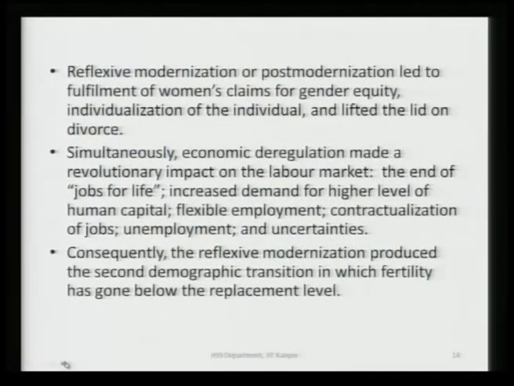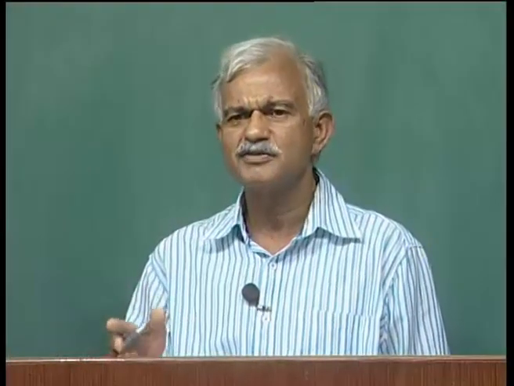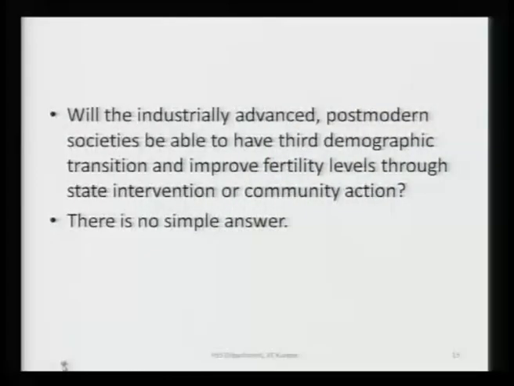Increased demand for a higher level of human capital, flexible employment, contractualization of jobs, unemployment, uncertainties. These factors are more prevalent in the developed countries. Consequently, there the reflexive modernization produced the second demographic transition, in which fertility went below the replacement level. And will the industrially advanced postmodern society, this is a question now, be able to have a third transition and improve fertility levels through state intervention or community action? There is no simple answer.